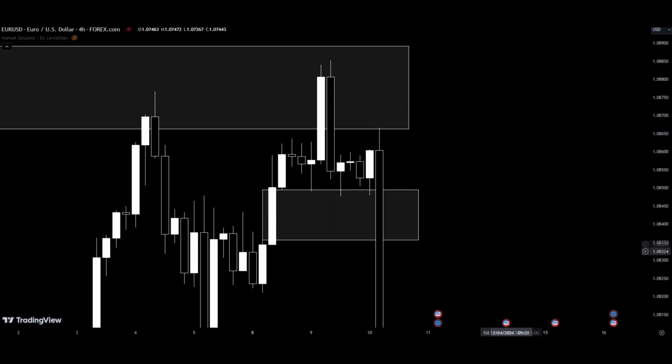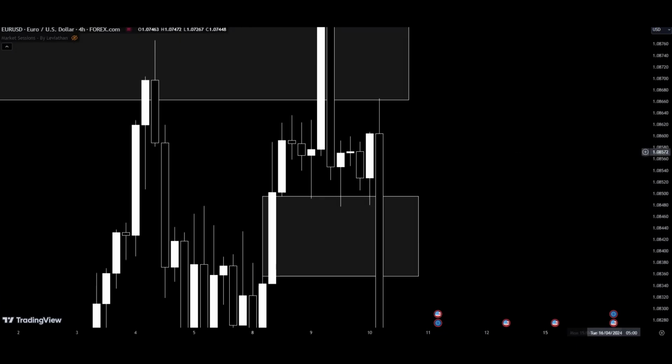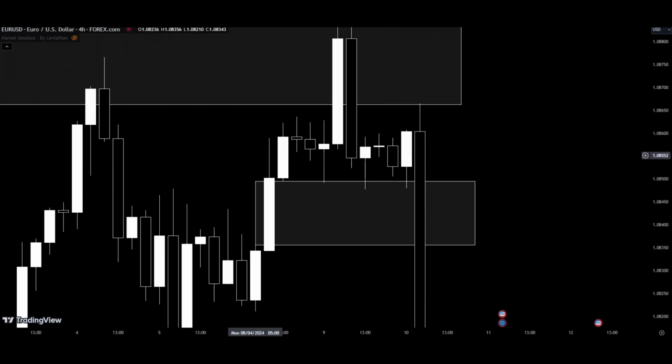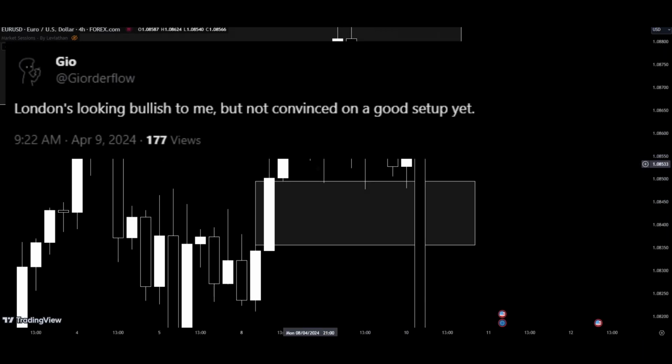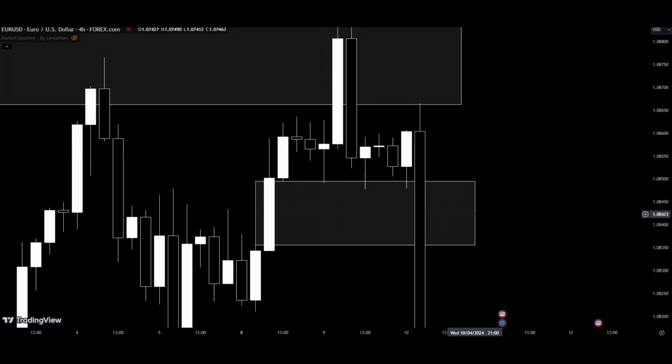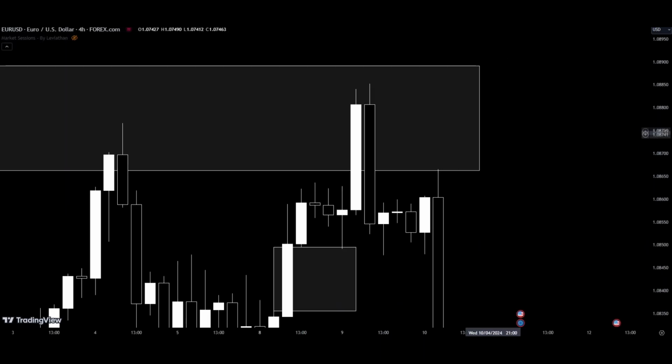But anyways, this happened on the 9th of April, which was around here, sorry. And if we zoom into the price action right there, I will show you some screenshots of me tweeting about it. I anticipated London to be bullish, which was right here. And we can go back to that. I'll show you exactly what was happening.